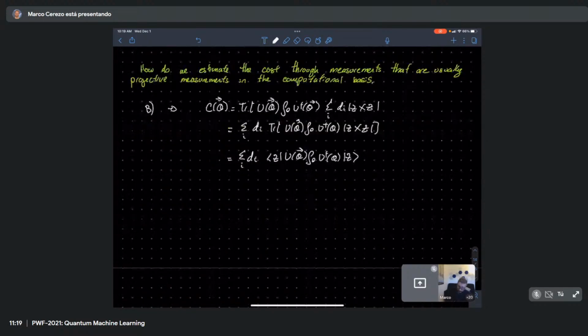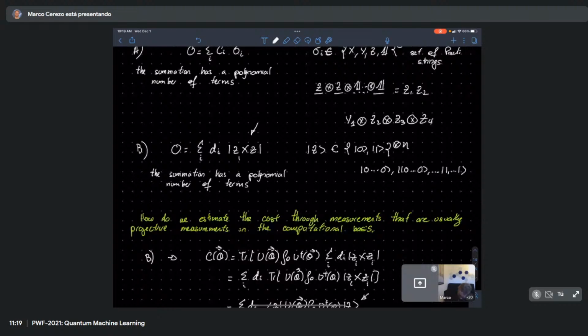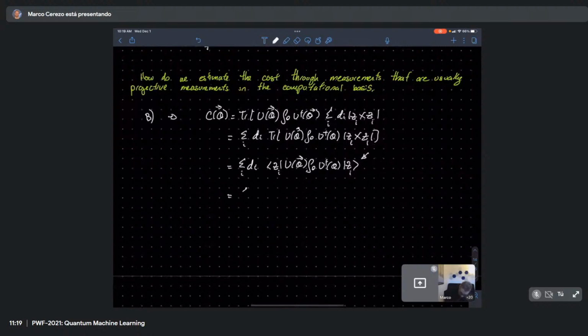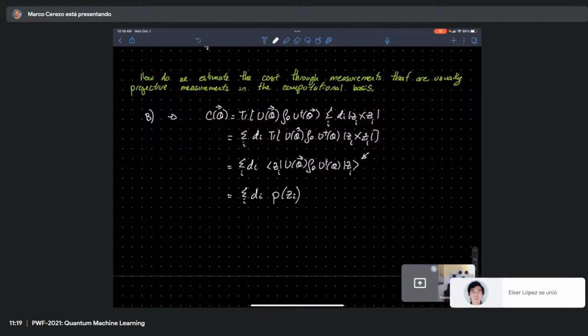And moreover, because we remember the postulates of quantum mechanics, we exactly know what this is, because this is exactly performing a measurement in the computational basis. And this should be, for completeness, z_i. So let me add it everywhere, because otherwise the summation makes no sense. So this should have an i here. Right, it's just some bit string. So this is going to be the summation over i of d_i, the probability of measuring the qubits and obtaining the bit string z_i, right?